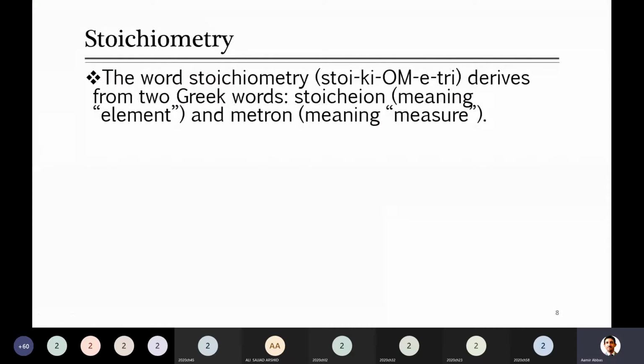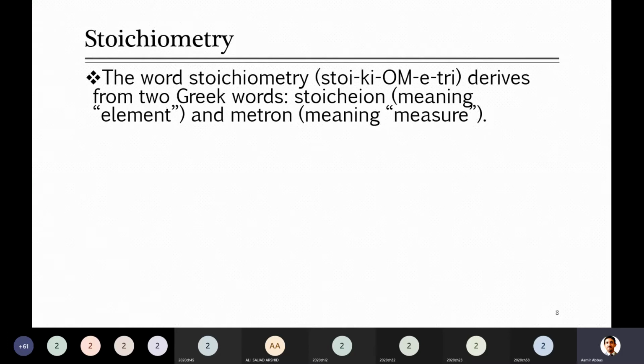In material balance, there is something called stoichiometry. So what does stoichiometry mean? You are studying this subject, which is called industrial stoichiometry, so you should be aware of what the word stoichiometry means. It's derived from two Greek words, stoichion and metron. Stoichion means element and metron means measurement.